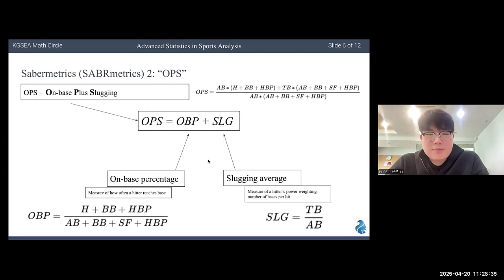For OBP, or on-base percentage, the numerator is represented as H plus BB plus HBP, or hits plus bases on balls plus times hit by pitch. That effectively means the number of trips to first base at least, while the denominator, which is AB plus BB plus SF plus HBP, which means at bats plus bases on balls plus sacrifice flies plus times hit by pitch, effectively means just total plate appearances. The slugging average has a much simpler equation, which is basically just the total number of bases based on the total number of at-bats.